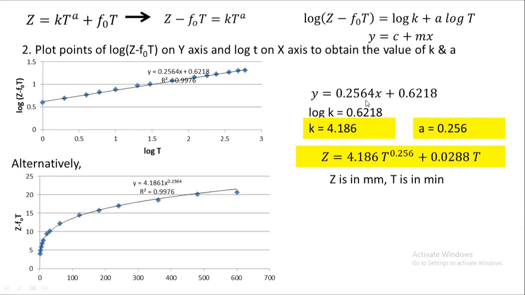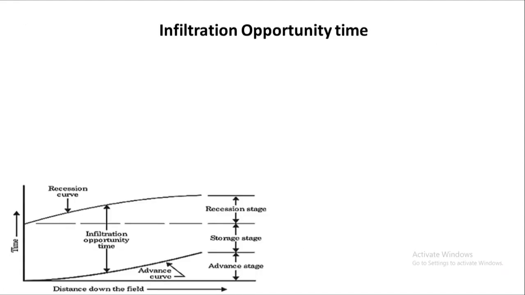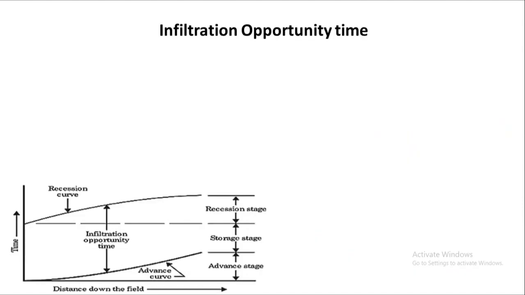Alternatively, you can directly use the trend line in power form, so you can directly obtain the values of K and A. K is 4.186 and A is 0.256. Again, we'll obtain the same equation. So this is how we obtain the constants of the modified Kostiakov infiltration equation. Now, infiltration opportunity time.